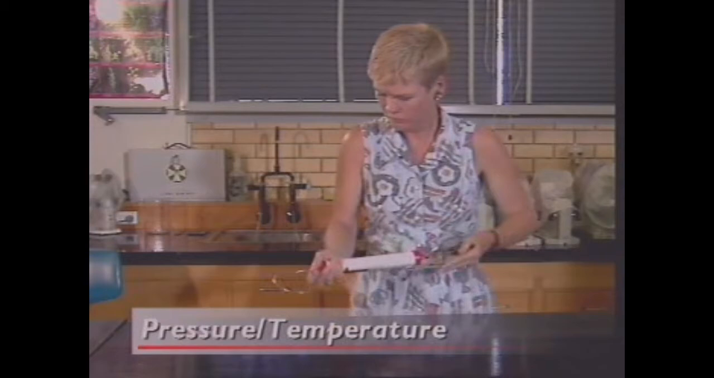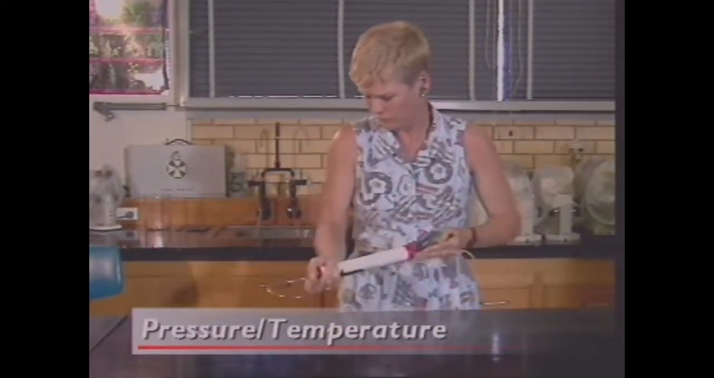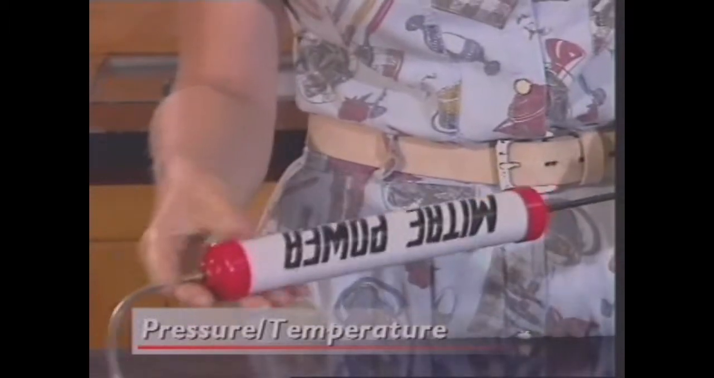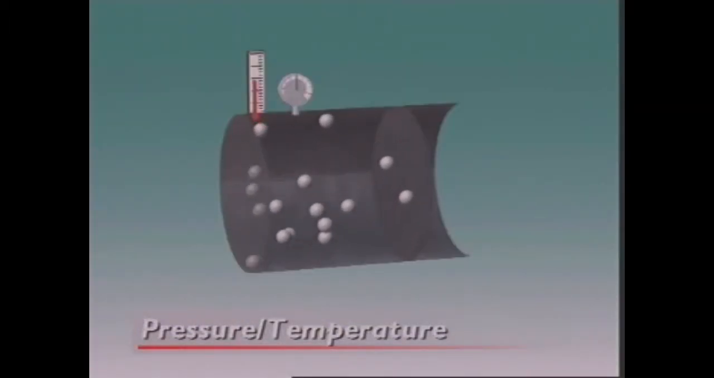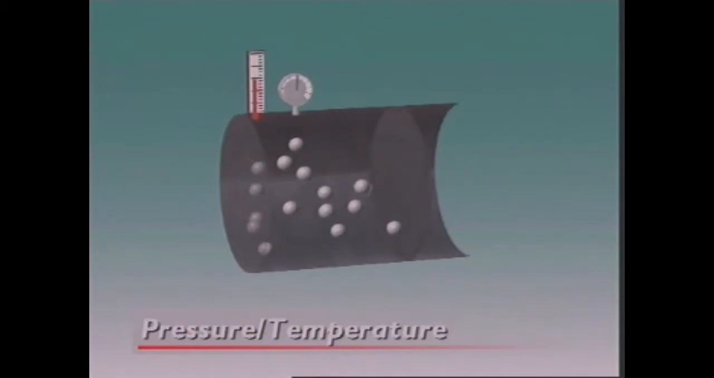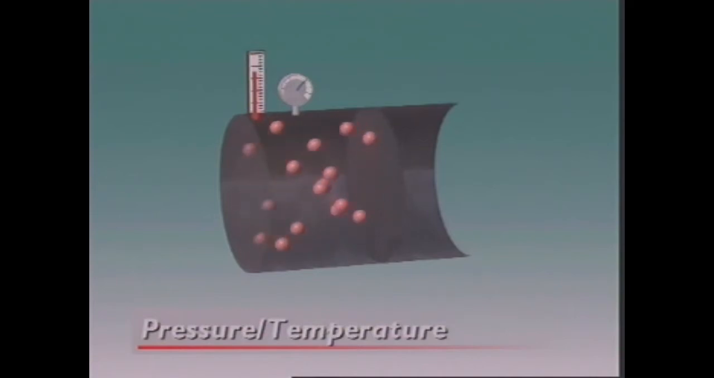The pressure and temperature of a gas are linked. As pressure goes up and down, so does temperature. This container has a fixed amount of gas. A plunger seals one end of the container. A pressure gauge is attached and a thermometer.